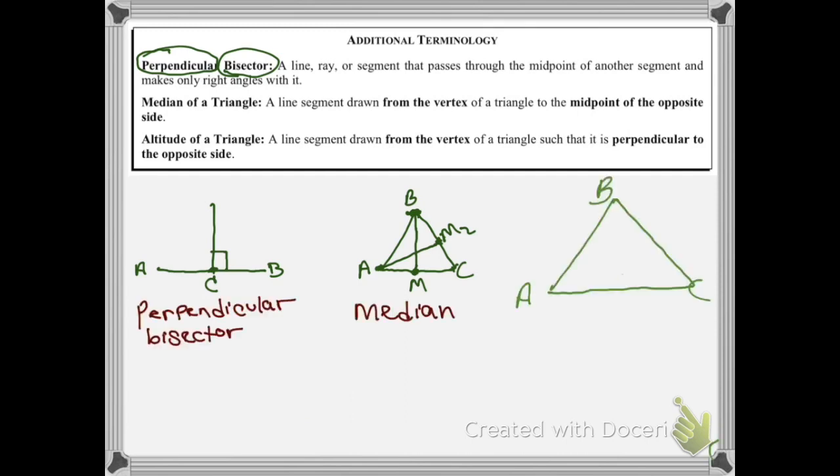And the third one is the altitude of a triangle. It's a line segment drawn from the vertex, again, of a triangle such that it is perpendicular to the opposite side. So be careful now. This time you have a vertex, and to its opposite side, you're going to have a right angle. Not the midpoint this time. You're going to have a right angle. Okay, so that's the altitude of a triangle.